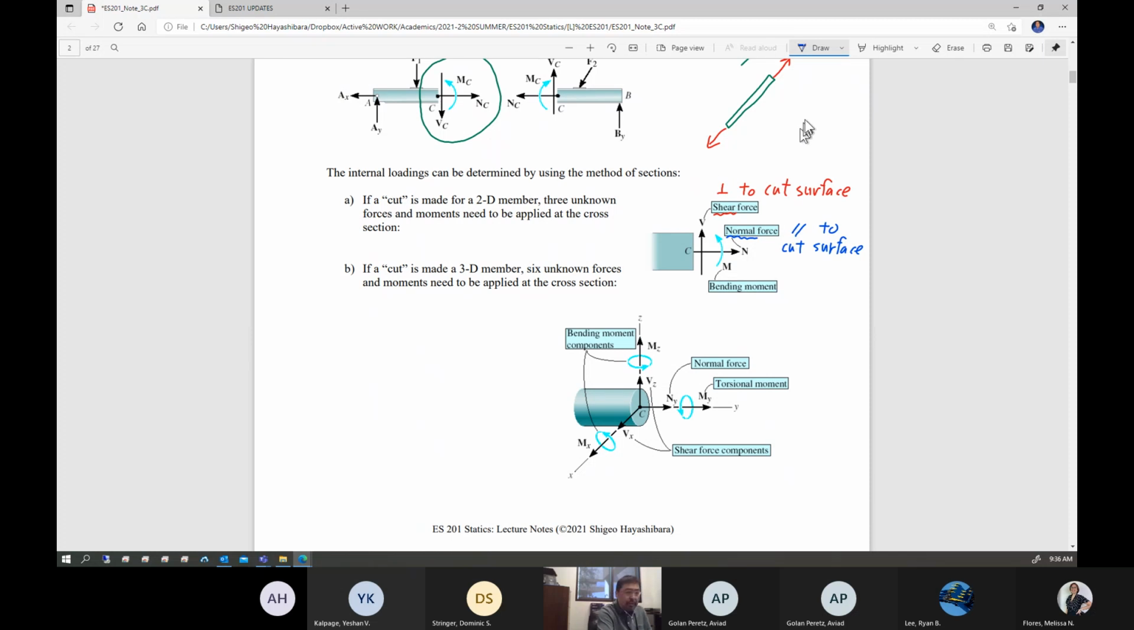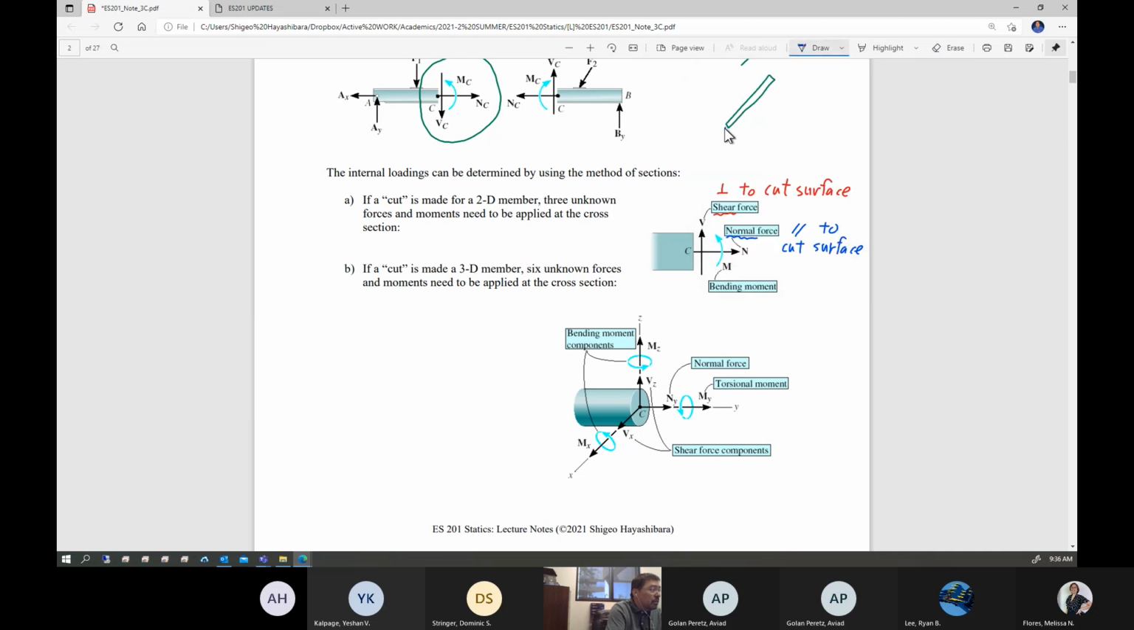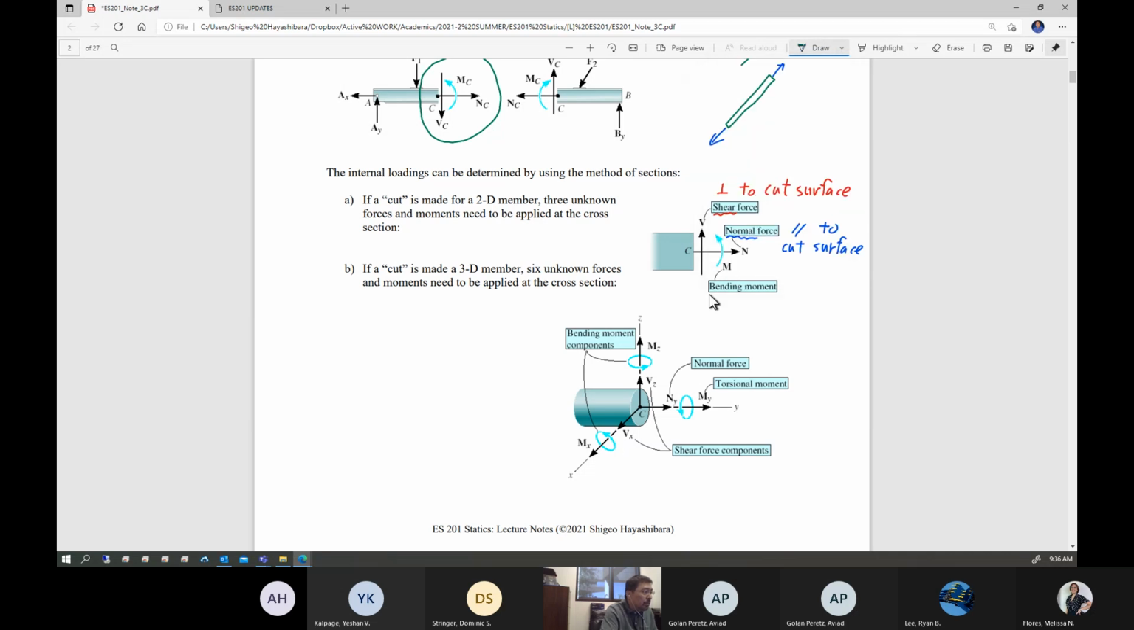Now in truss, we only talked about this normal force. So I should use the same color. Sorry about that. So in case of truss, we only see this normal force. Okay. Now the other type is something called moment.